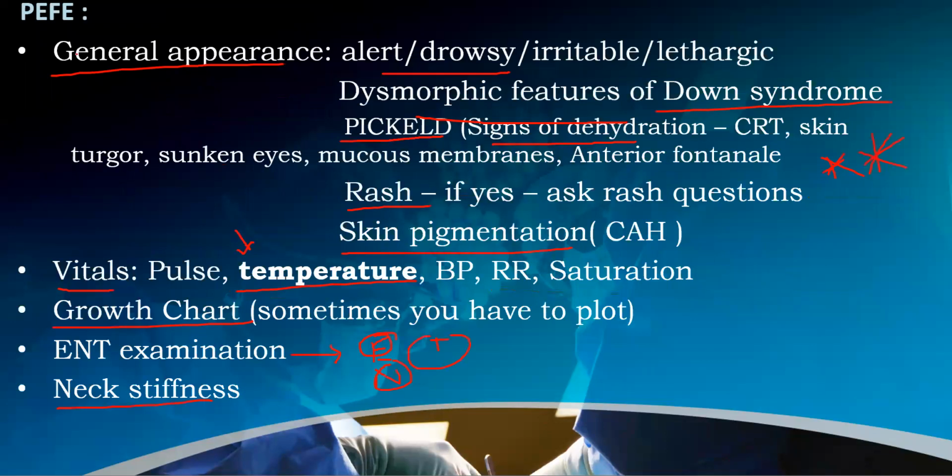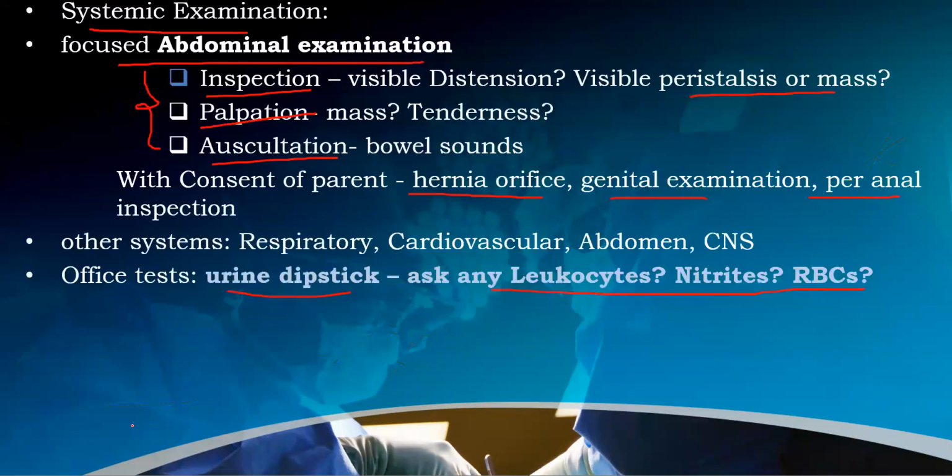So if I recapitulate, in PFE you are starting with the general appearance. Is he active, alert, or drowsy? Any dysmorphic features of Down syndrome? Making sure you ask about dehydration, rash, and skin pigmentation. Ask the vitals and growth chart. Then do the ENT exam, neck stiffness, focused abdominal exam, and lastly finish with the office test with urine dipstick. It's very important to find out the urine dipstick because it will help you to diagnose this case.